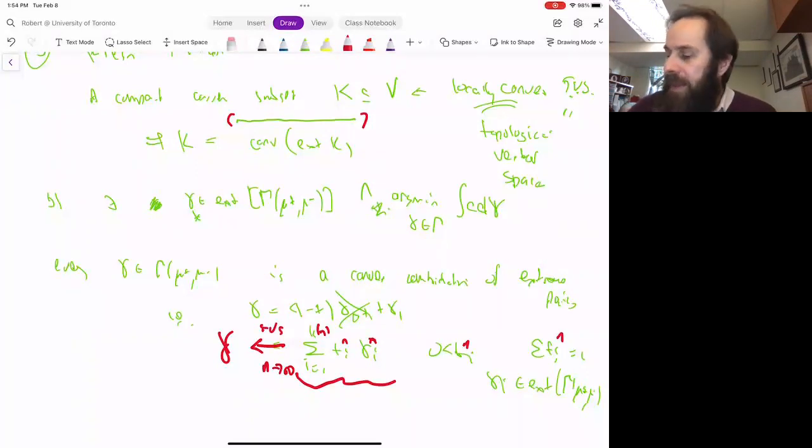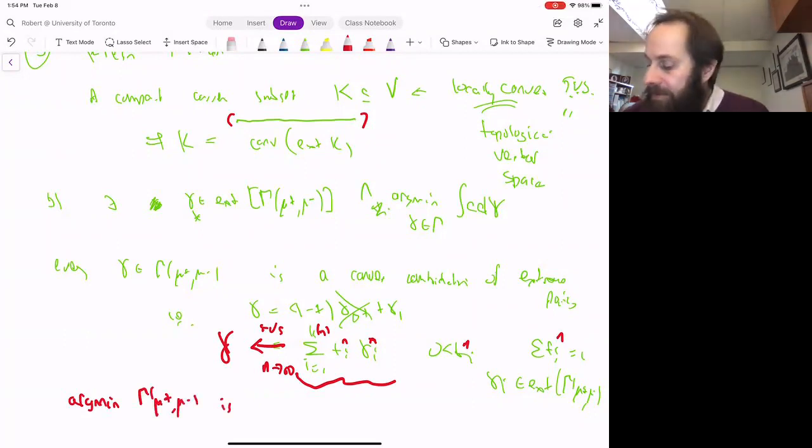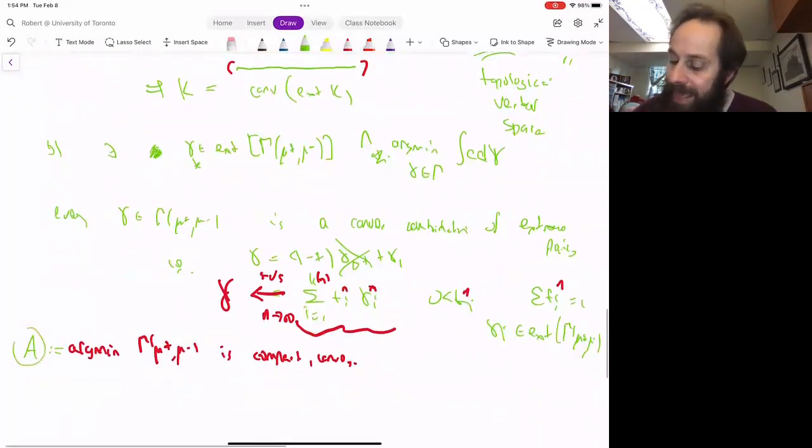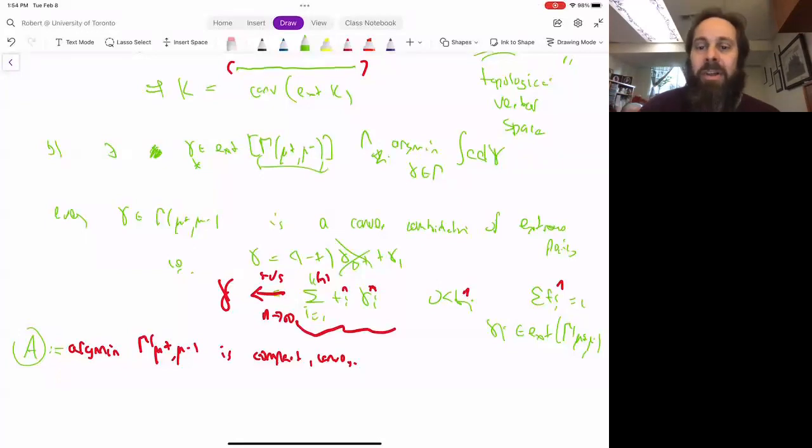And the other common mistake was this. A correct argument is that the argmin over gamma is compact and convex. Let me call this set A. So at least one point in A is extremal in A, but that doesn't necessarily mean it's extremal in gamma. It's not enough to be extremal in A; you also need the point to be extremal in gamma. That was the other common mistake that I saw. Not that common, but a couple of people made it.